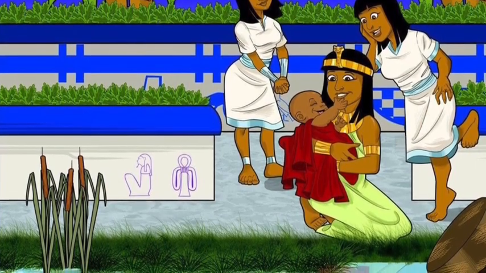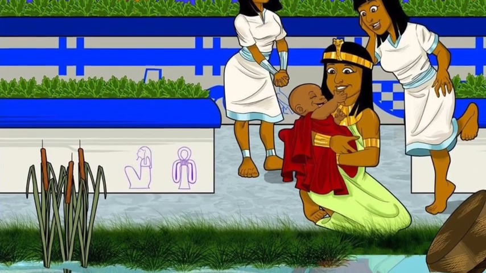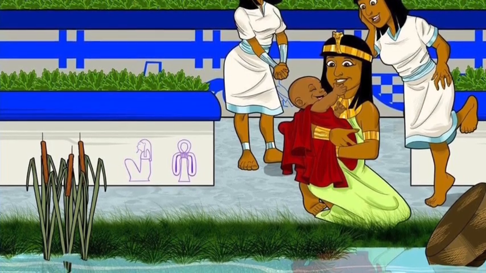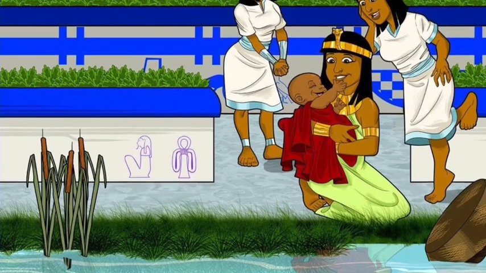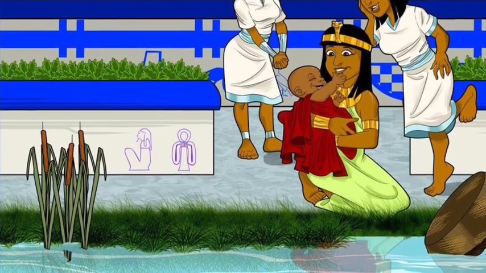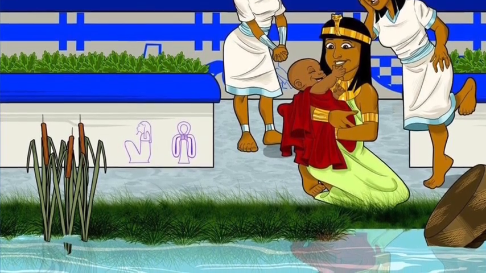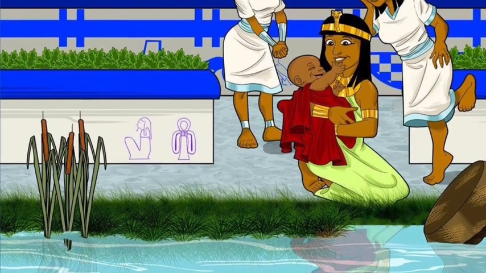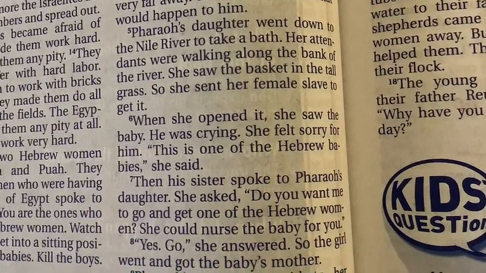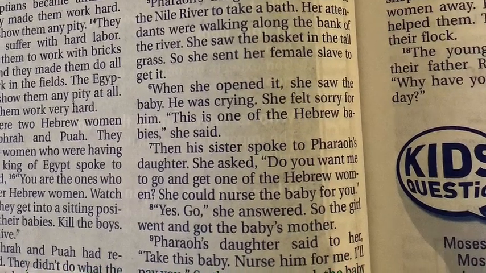Verse 9. Pharaoh's daughter said to her, "Take this baby, nurse him for me. I'll pay you." So Moses' mom took the baby Moses back and nursed him. Verse 10. When the child grew older, she took him to Pharaoh's daughter, and Moses became her son. She named him Moses. She said, "I pulled him out of the water." Here ends the reading of God's holy word. Thanks be to God.